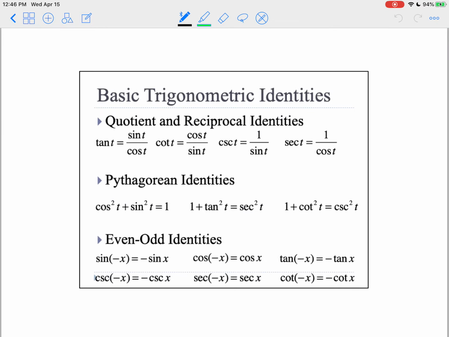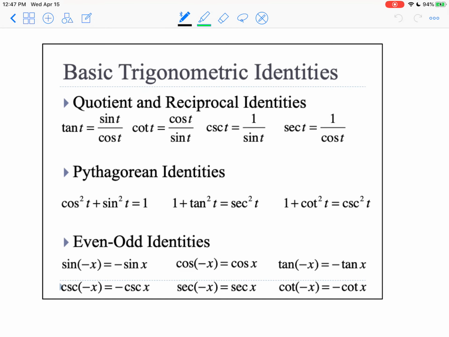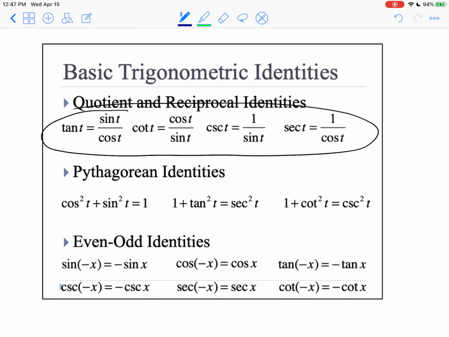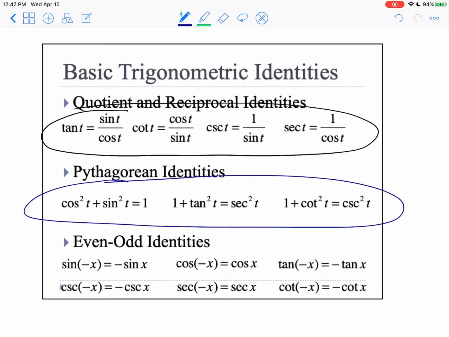Okay. So our first thing is, you've seen this slide before. I gave it to you earlier. I wanted you to see it. We should already be very familiar with this stuff up here. These are definitions of tan, cotan, cosecant, secant. I don't consider these to be identities. I consider them to be definitions, but other people consider them to be identities. And then we have our Pythagorean identities. This is really what we're going to focus on today, these three Pythagorean identities.